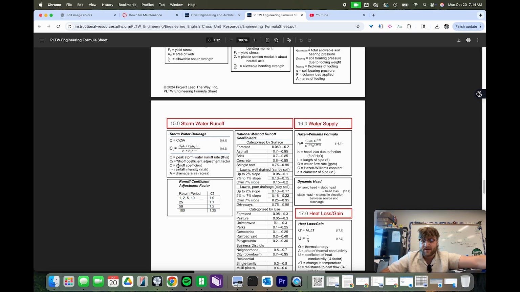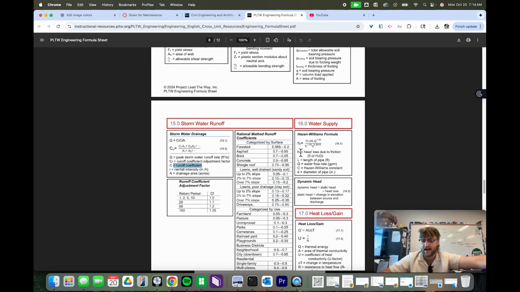We've got CF as well. CF is the runoff coefficient adjustment factor. So that is based off of the return period of the storm that's coming through. So if it's anywhere from 1 to 10, it's going to be a 1 for the adjustment factor. If it's 25, 1.1, so on and so forth here using this table. We've also got C, which is the runoff coefficient. Remember, C is our constant, and it's based off of the material.